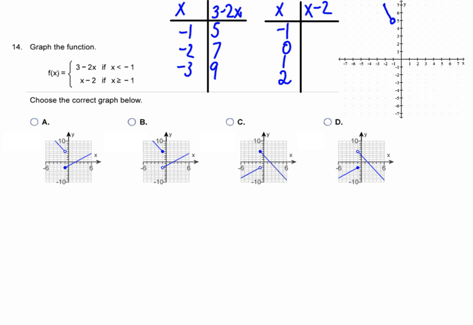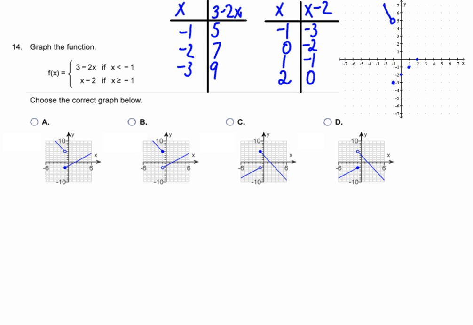So a negative 1 plugged into x minus 2 will give me a negative 3. 0 minus 2 is a negative 2, 1 minus 2 is a negative 1, and 2 minus 2 gives me 0. Going back to the graph, I'm at a negative 1, but I'm going down 3. And remember what? We're putting a colored circle there because it includes the negative 1. 0, negative 2; 1, negative 1; and 2, 0.